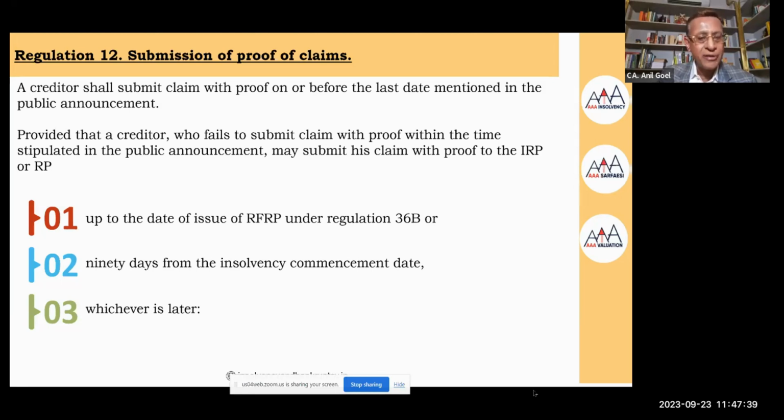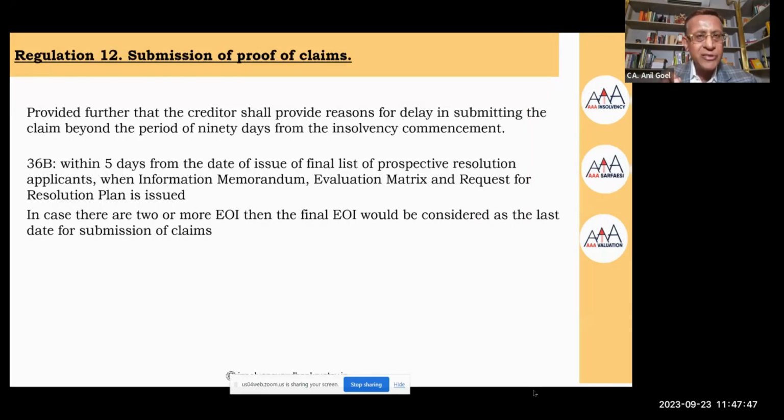Now it is not final here. These are where the RP has to verify the claims and admit or reject the claim, and that too with reasons for rejecting. Now Regulation 12 further says, provided further that the creditor shall provide reasons for delay in submitting the claim beyond the period of 90 days. The reasons, of course, mean a little bit more work for them, but even if there is no reason provided by the creditor, can the RP reject because he has not provided reasons?